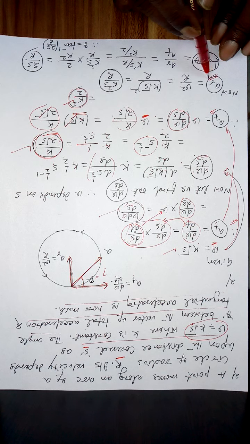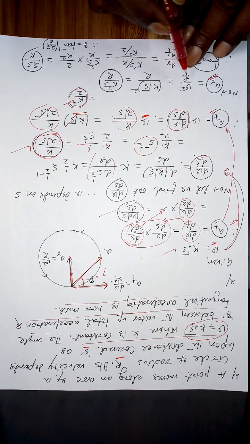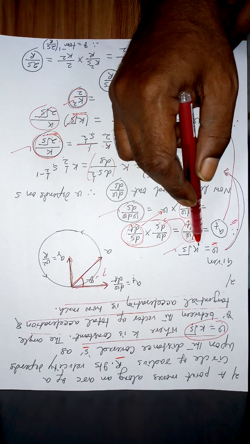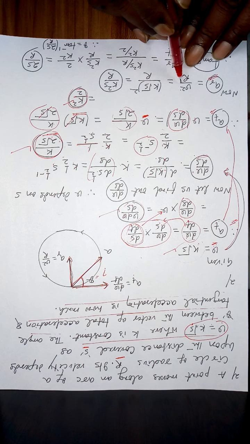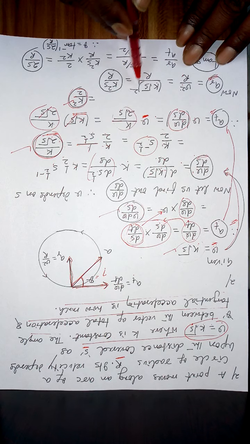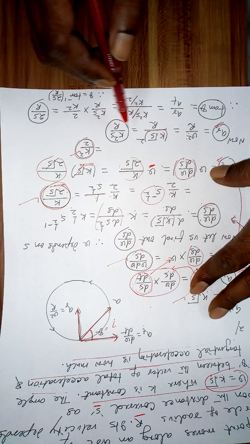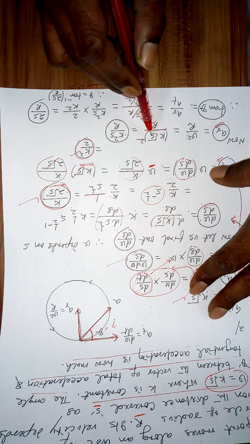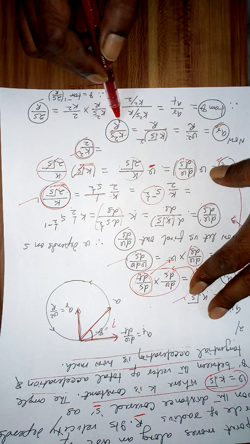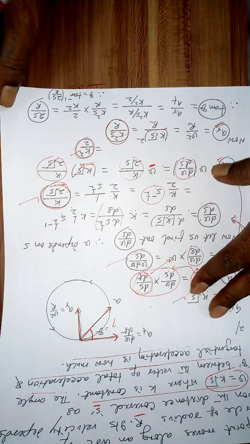And radial acceleration we know is always v squared over r. And v is given as k square root of s. So v squared is k squared s, divided by r. This is your radial acceleration.